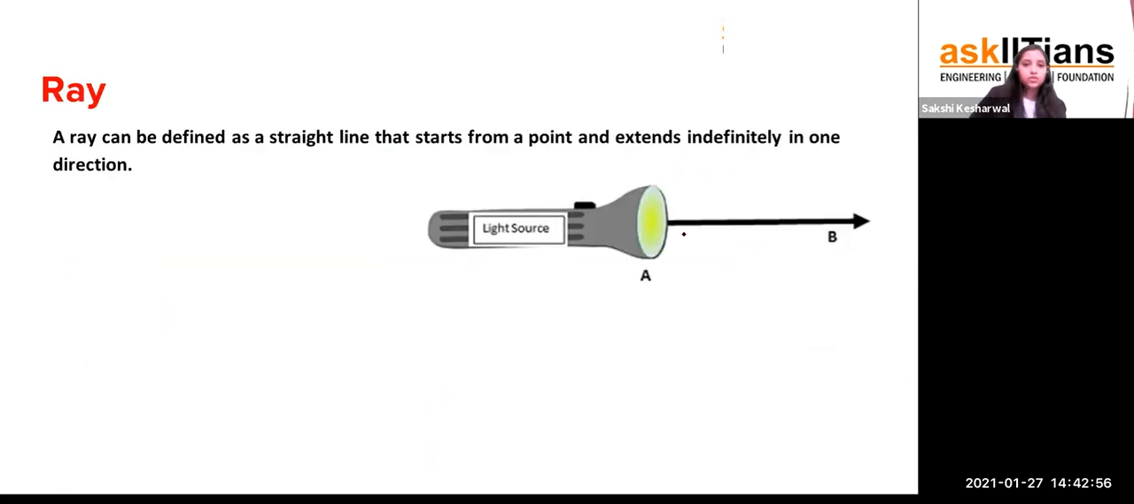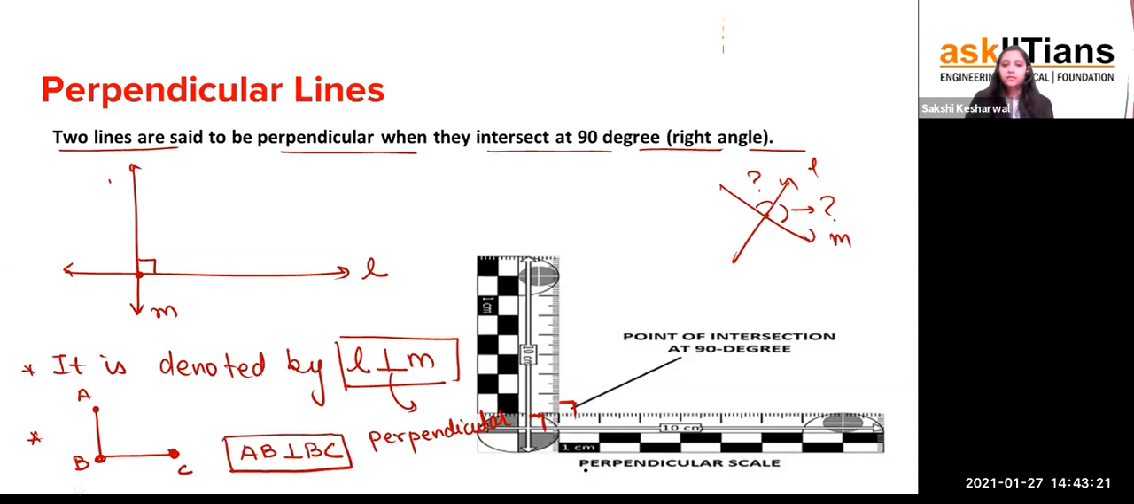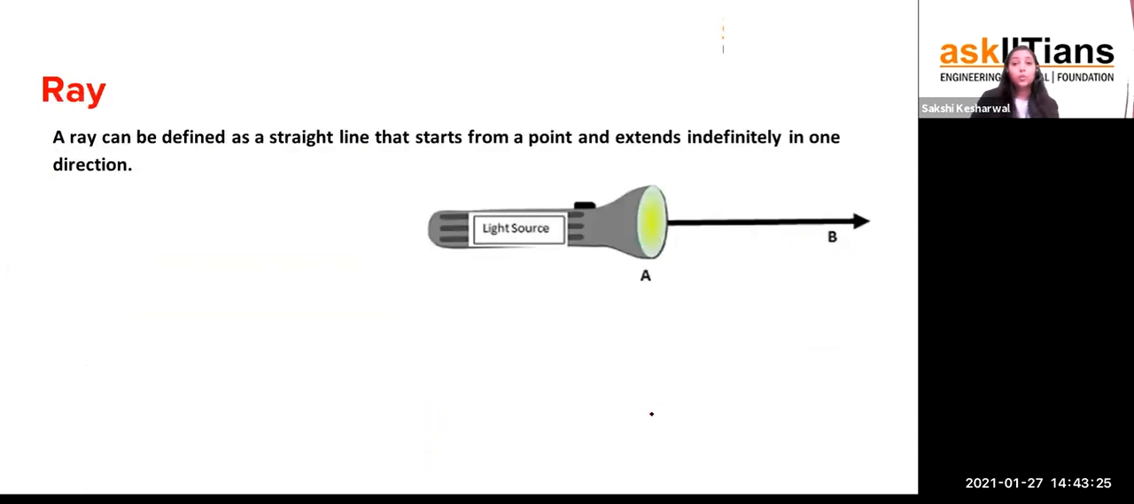We can say it like this also. If I'm making a line like this, it is a line segment. This is a line segment, this and this. I'm writing A, this as B, this as C. So can I write this as AB is perpendicular to BC? This is the symbol, how we denote it. Good to go with everyone? Yes. Now coming to the ray. What is a ray?